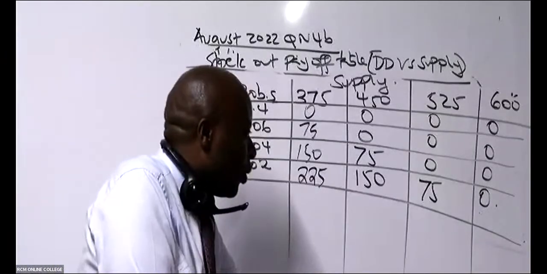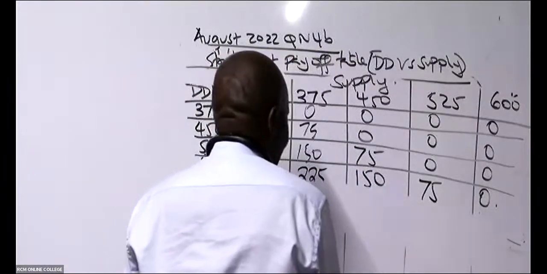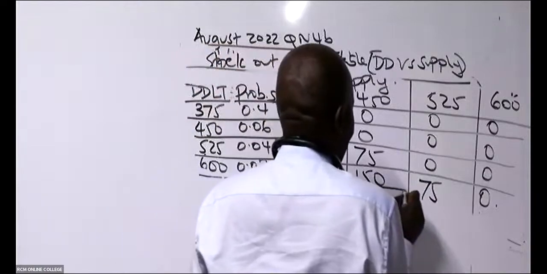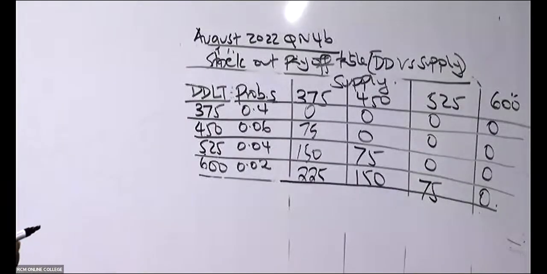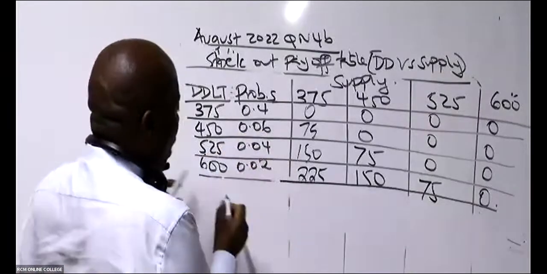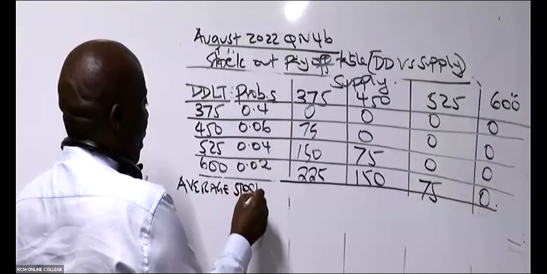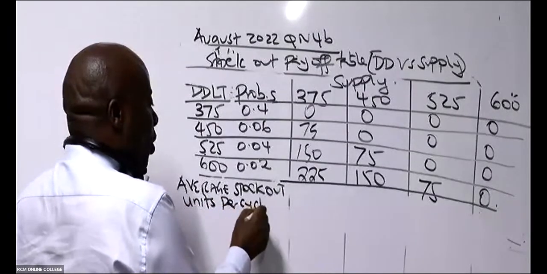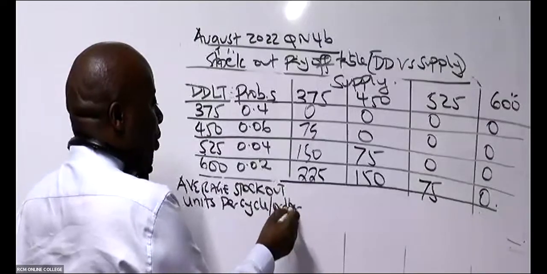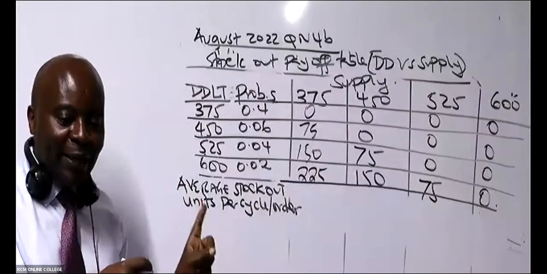So now having done that, could you kindly tell me what will be the next thing to be done? Kindly advise me. What shall be the next thing that Mwalimu will do? Is that everything? What do you think will be the next thing that Mwalimu should do? Averaging, yes. So you give us the average stock out units per cycle or per order. Average is the same as expected.